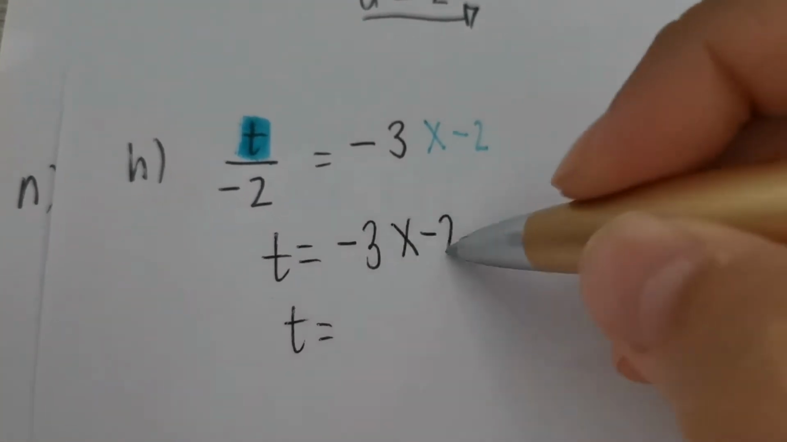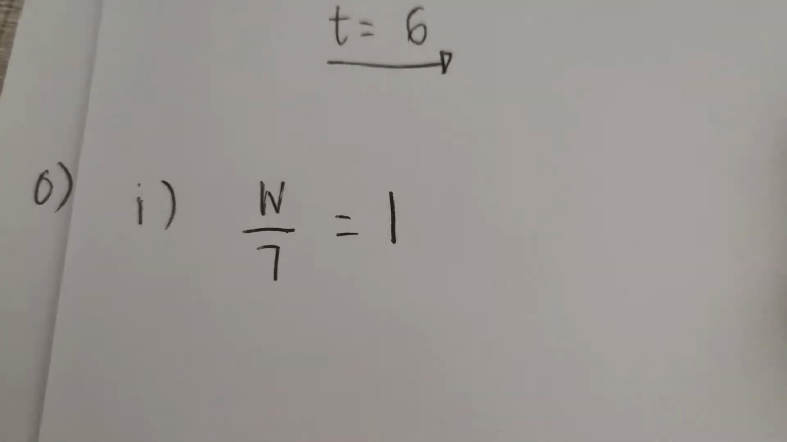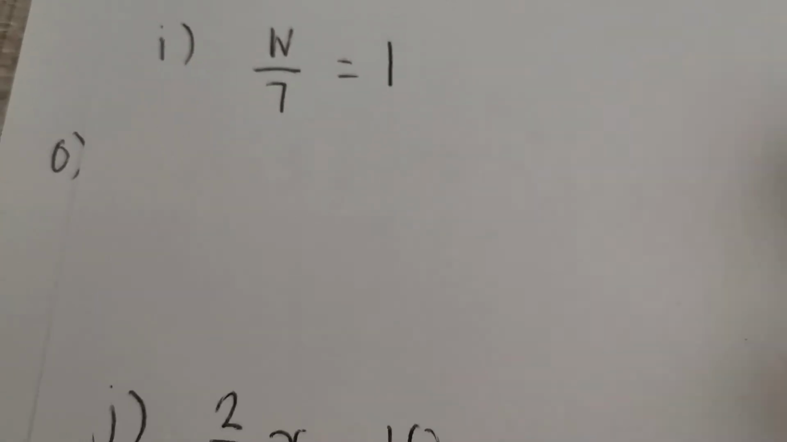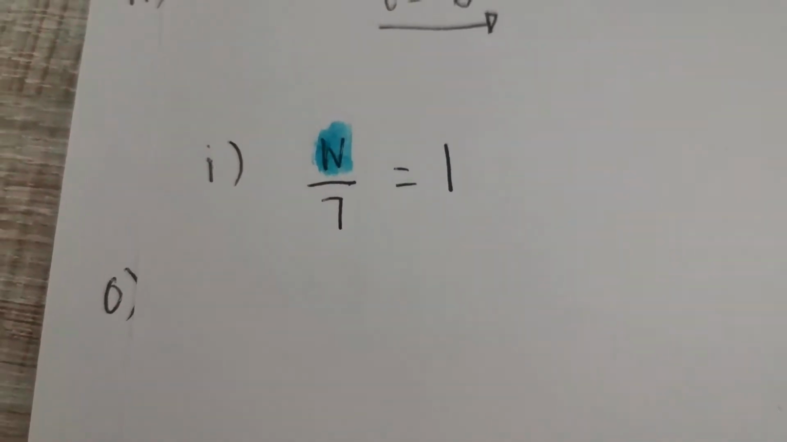Okay. Negative and negative gives me positive. 3 times 2 is 6. Okay, alright. Pause the video, try it on your own, and let's see what you get.